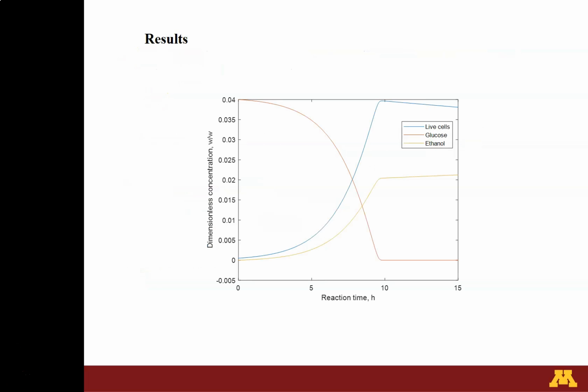So here is the result, right? The ethanol is this curve. The product ethanol increases with time. The glucose concentration decreases over time. The product increases over time. And the live cells also increase with time.